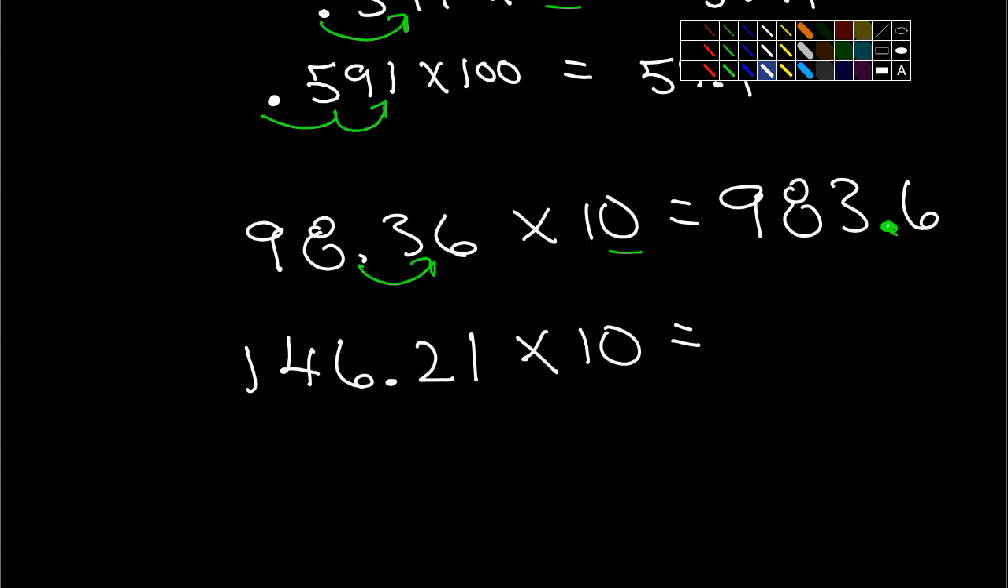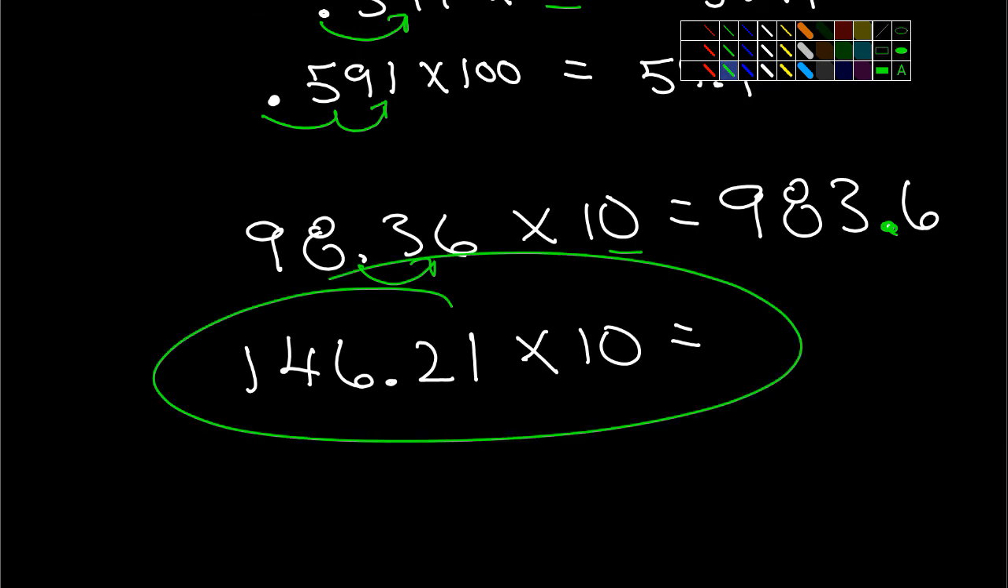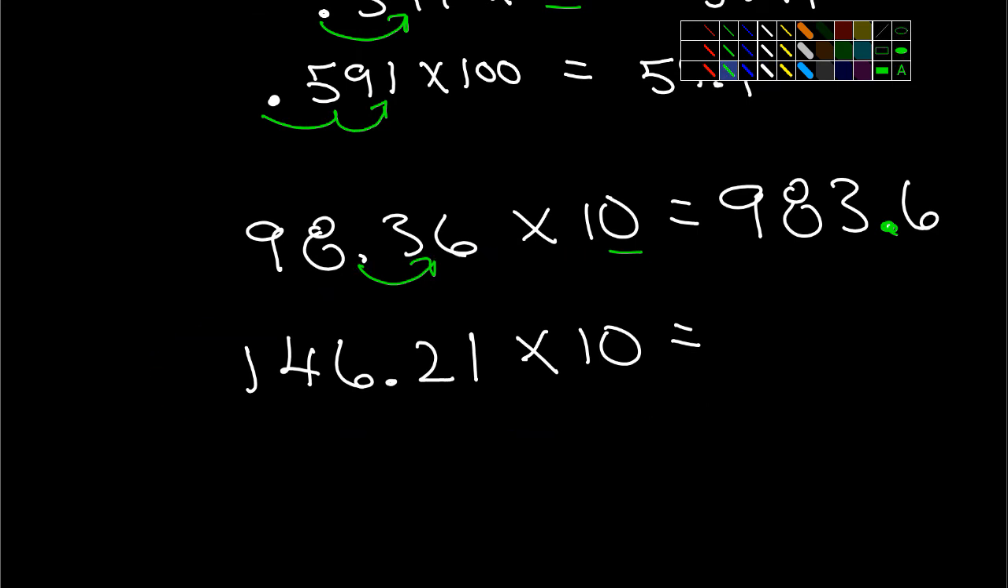No, really. So, Mr. Delgado, I'm going to pick on you. What are we multiplying 146.21 by? 10. How many zeros do you see in 10? 1. How many places then would you move the decimal? One place. So I'm just going to write the number down, 14621. So Mr. Delgado, where's the decimal go?